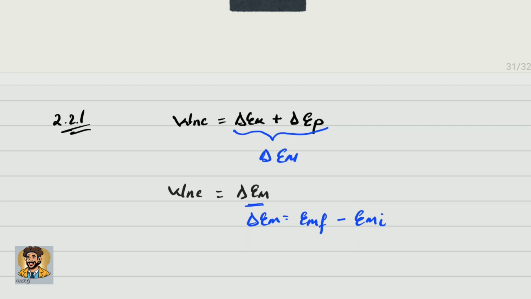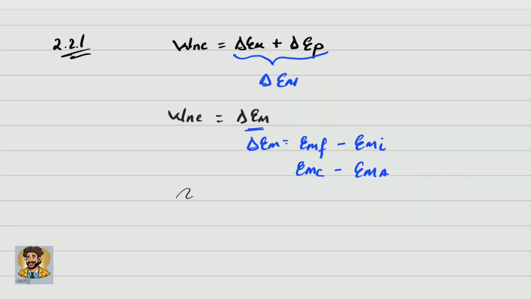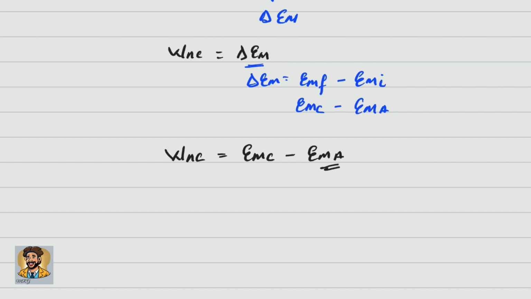Okay, that could also be, for instance, we have the mechanical energy at A, so this one could be the mechanical energy at C, and this one could be the mechanical energy at A. All right, so we can see here that the work done by the non-conservative forces is equal to the mechanical energy at C minus the mechanical energy at A. Mechanical energy at A, we already know it. We calculated it previously, right? Mechanical energy at C will be the addition of kinetic plus potential.